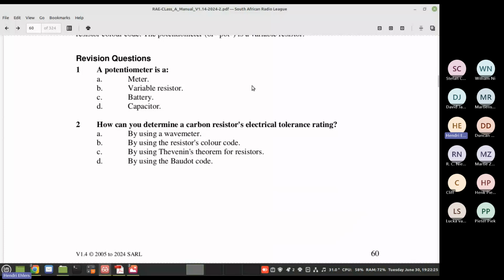Okay, a potentiometer is a. Now I want you guys to answer the question. So I'm going to read the question and wait for you to pick one of the answers.